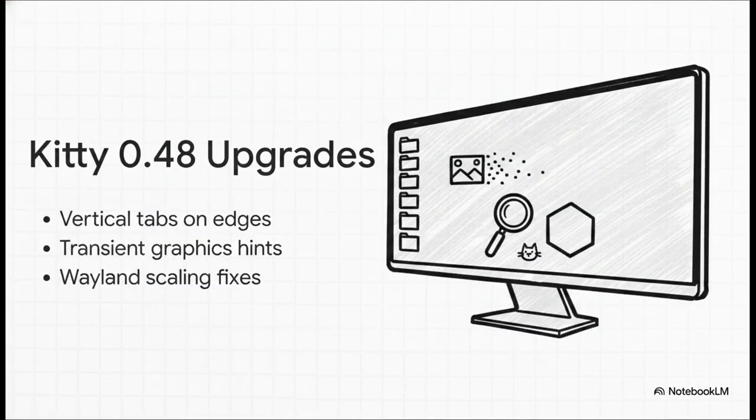But hey, Ghostty isn't the only one pushing boundaries here. The innovation is happening across the entire ecosystem. For instance, the terminal emulator Kitty just dropped its 0.48 update, and it is bringing some serious heat, too. The absolute standout feature here is vertical tabs. You can now place your tab bar along the left or right edge of the window, which perfectly optimizes your space if you're using an ultra-wide monitor.